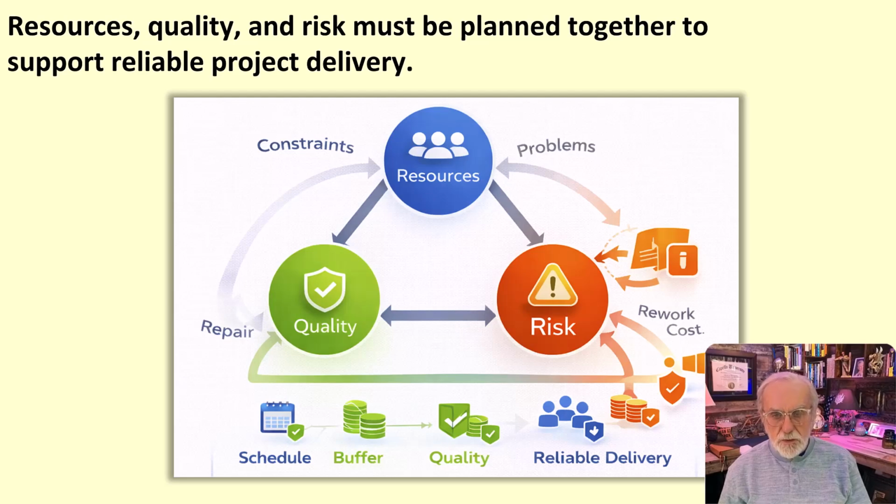Treating resources, quality, and risk as separate plans can create gaps or conflicting assumptions. Integrated planning helps the team see these interactions early and make better coordinated decisions. The key takeaway is that reliable project delivery depends on planning these areas together. Integration improves readiness, coordination, and control before execution begins.